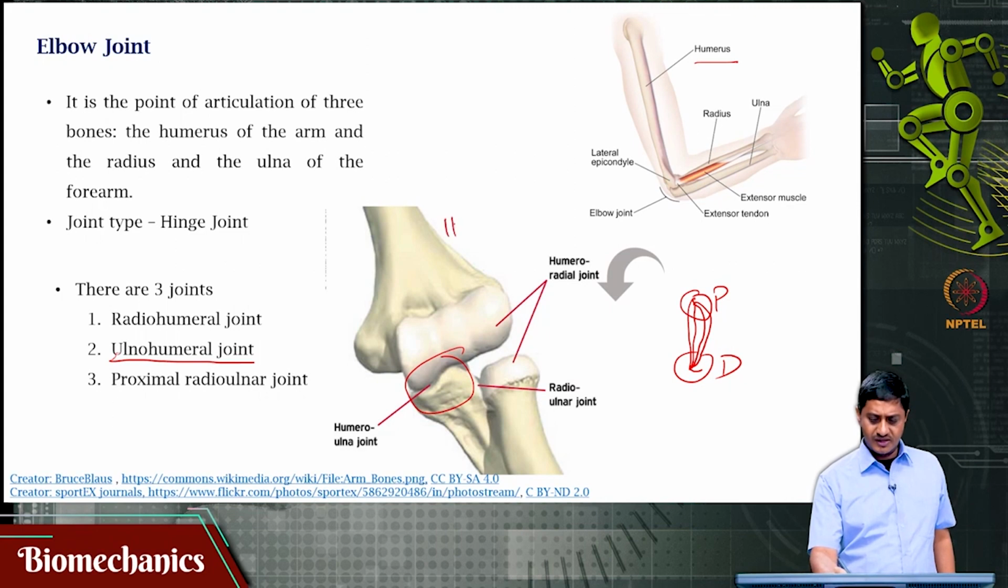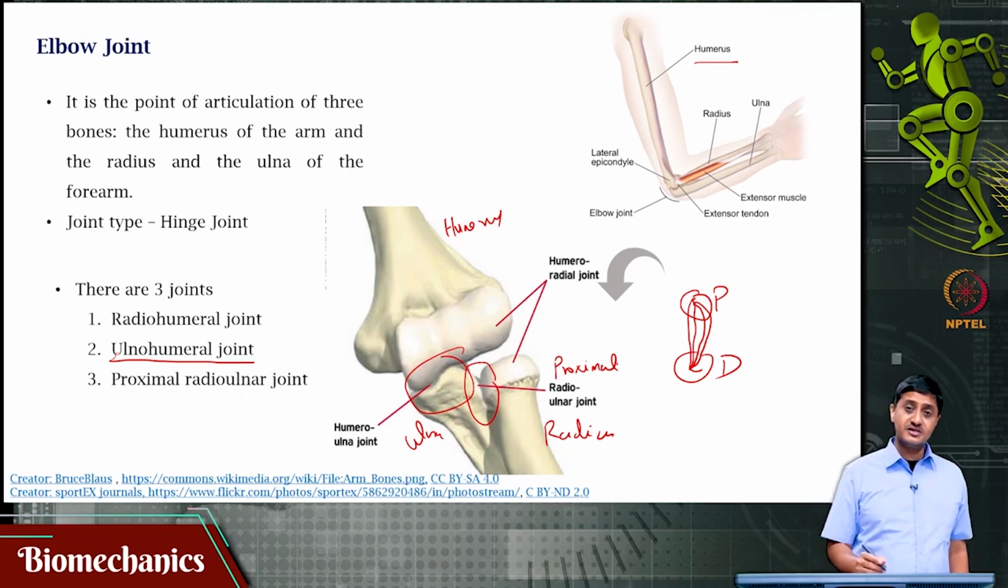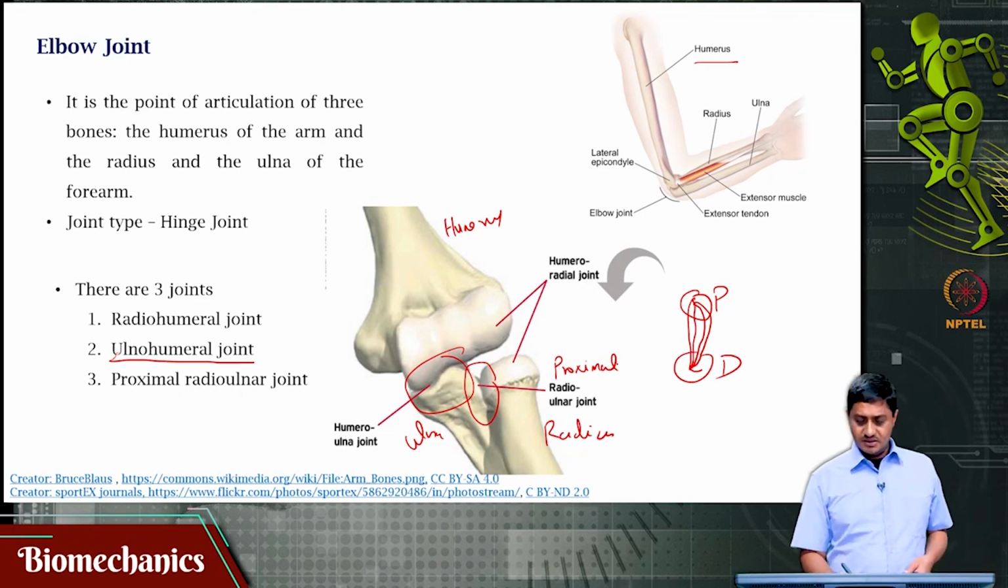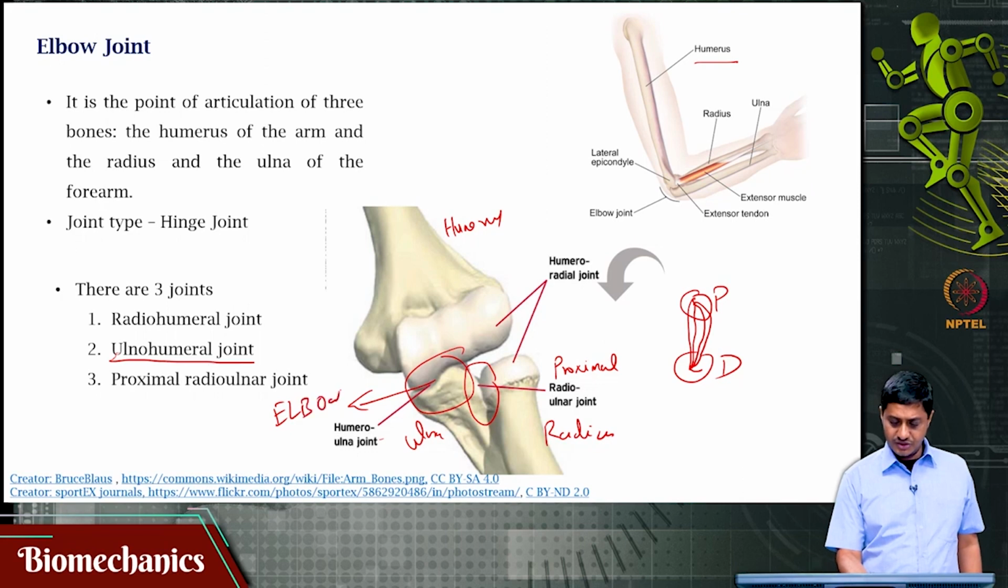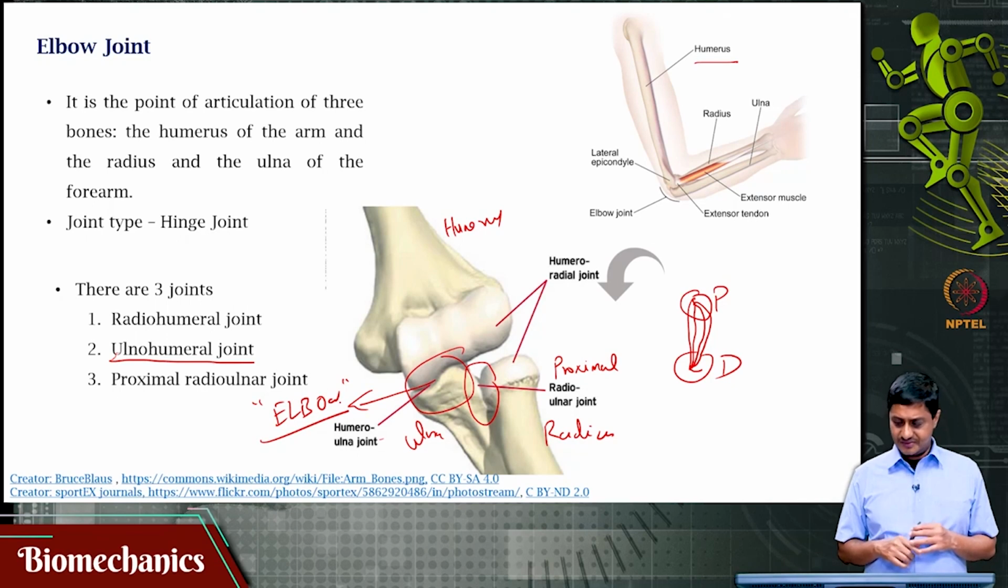So, this is the humerus, this is the ulna, and this is the radius. Remember, there is also the proximal radio-ulnar joint. This is the proximal radio-ulnar joint. This is the ulnar humerus joint. This is what is generally called the elbow joint. This is the elbow joint as it is called.